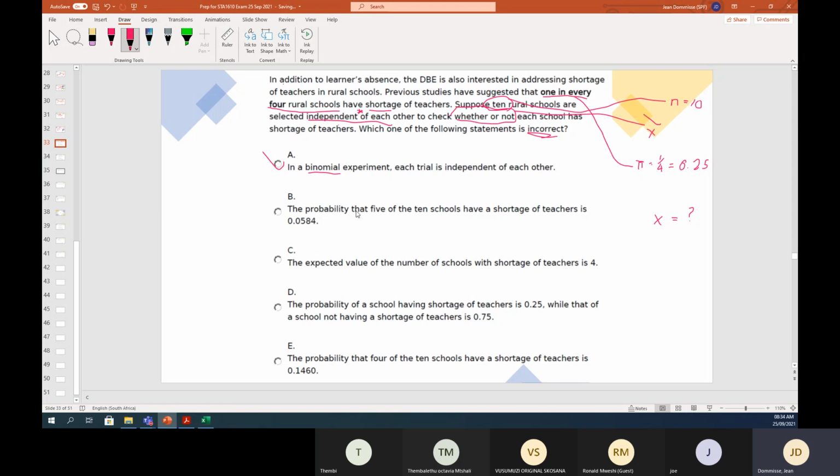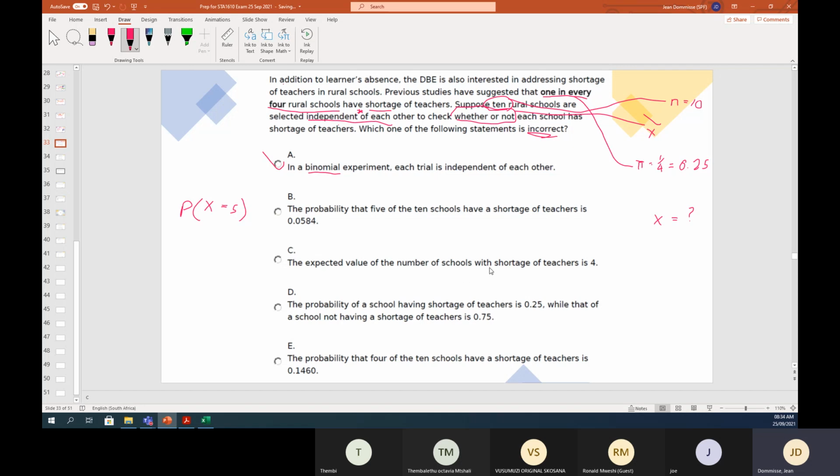Okay, the probability that 5 of the 10 schools have a shortage. So here they tell us, what's the probability that x is equal to 5? That we will work out. Then, the expected value of the number of schools.